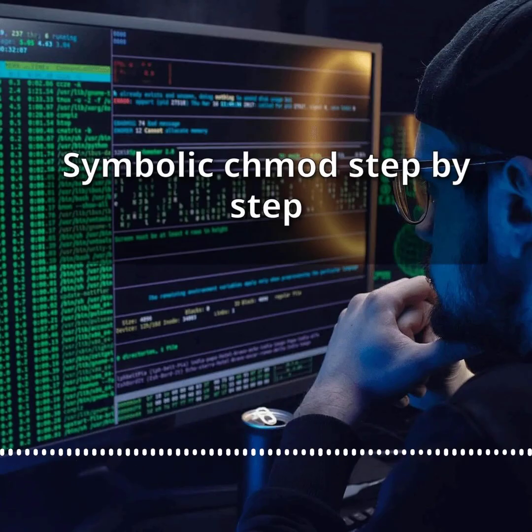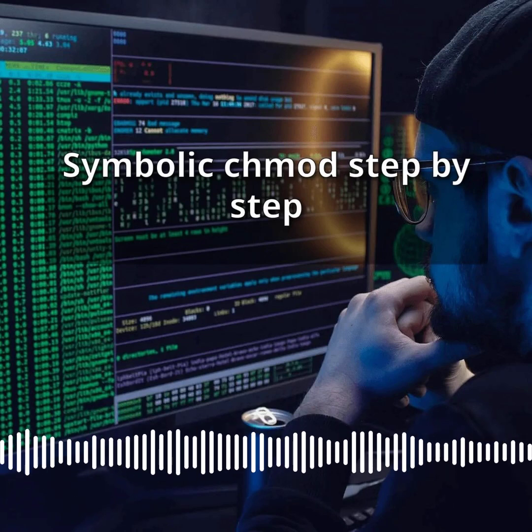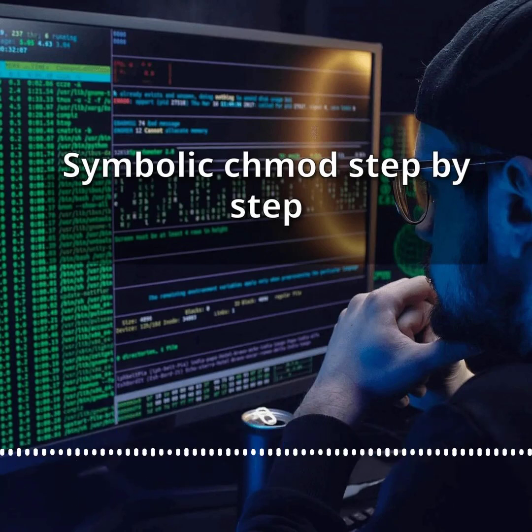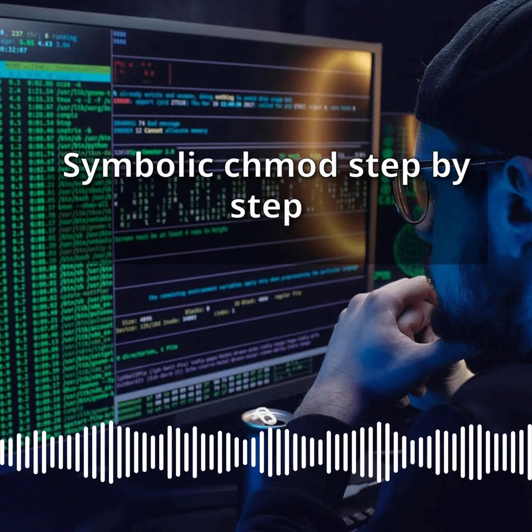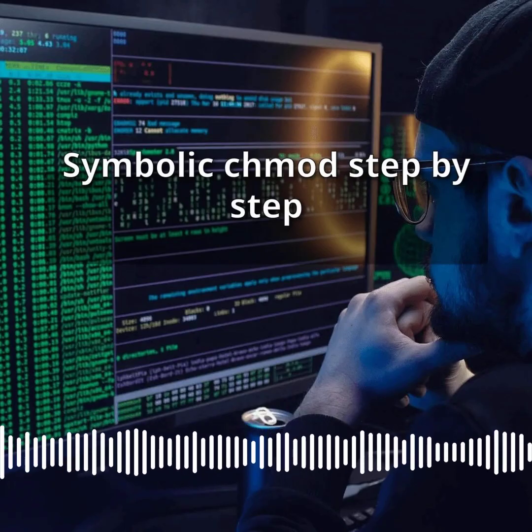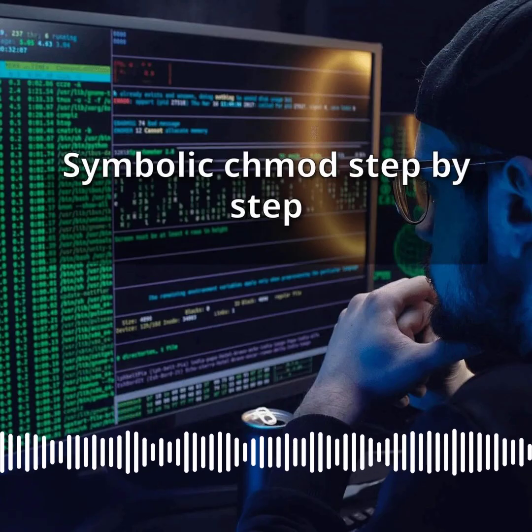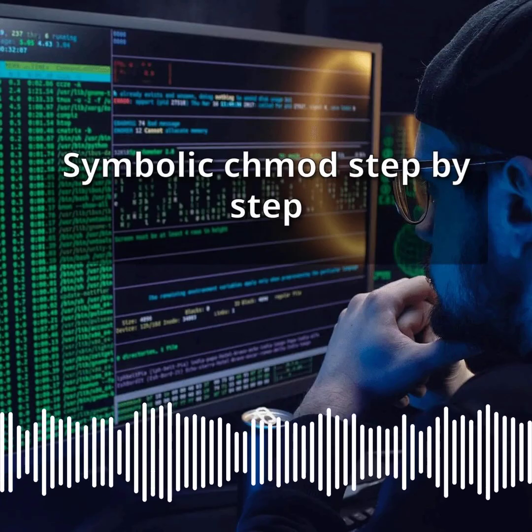The who part is u, g, o, or a (all). The operator is plus (add), minus (remove), or equals (set exactly). For example, chmod g+w file.txt adds write permission to the group, while chmod o-rx script.sh removes read and execute from others.